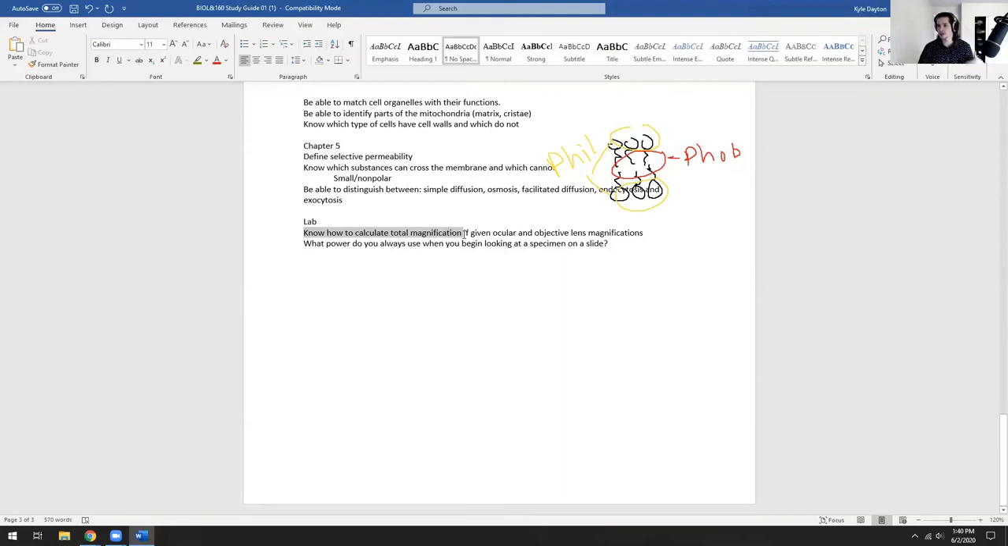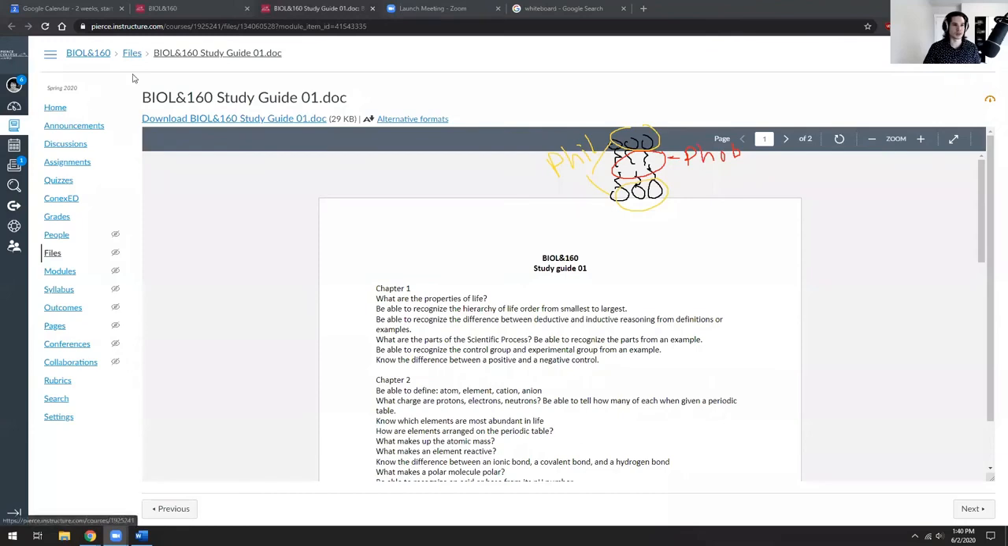And then we already talked about this last time, know how to calculate the total magnification power. We did this on the Kahoot, so you just multiply the two numbers together. If your ocular lenses are consistently 10x, and you're given any kind of lens, so let's say 100 times, then 10 times 100 is 1,000. If you're given the scanning lens, which is the red lens, that's 4x magnification, so you would multiply 10x times 4x, which gives you 40x magnification. And what power do you use when beginning to look at the specimen? You usually want to use the lowest power, so the scanning lens. All right, let's move on to the next one.